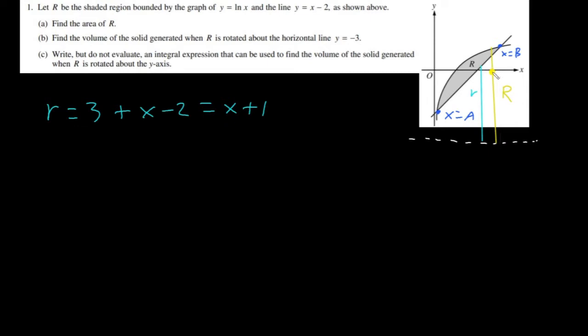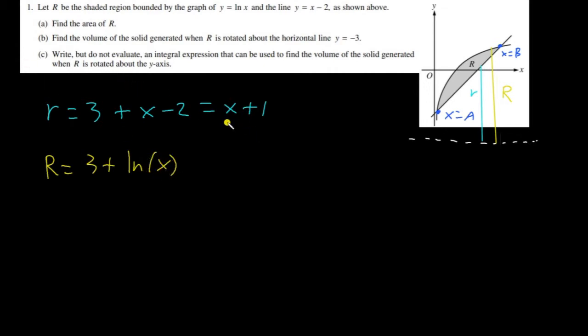It's going from -3 to 0, so this distance is 3. And then we're going from 0 to the upper curve, from 0 to ln x. So this height is ln x, and we're doing ln x and 3. So our big R is 3 plus ln x, like that.